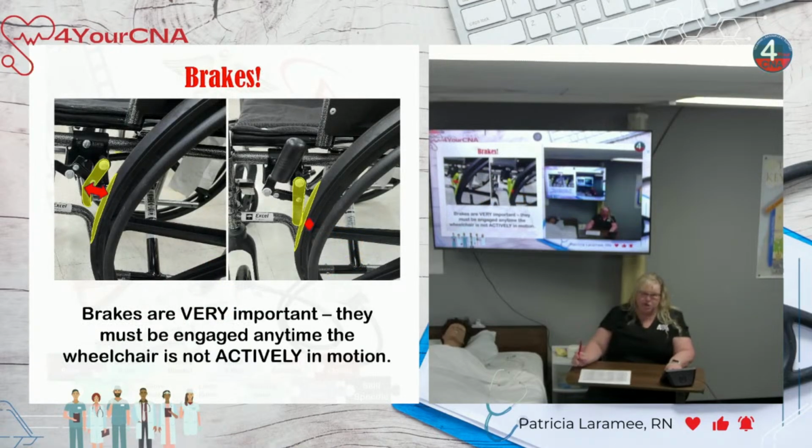Once we get the wheelchair in place, we're going to lock the brakes. You've got to have the wheelchair locked to be able to put somebody in it. Otherwise, it's going to roll away from you. So locking the brakes. You can see there the yellow. See how that first picture, there's a gap? That means it's unlocked. Second picture, there's no gap. The metal bites into the wheel.